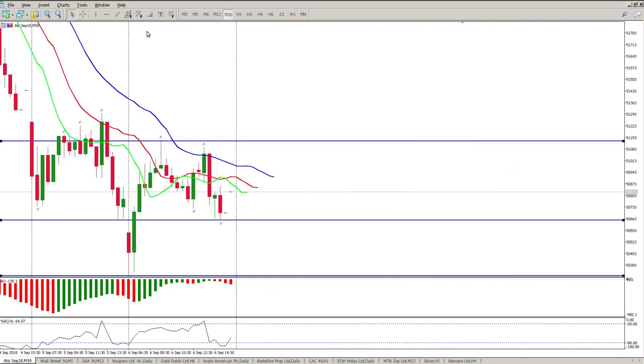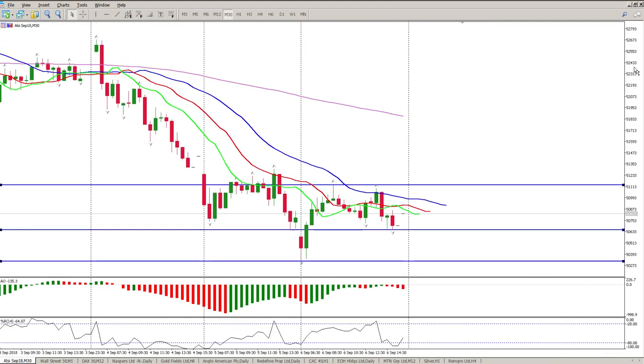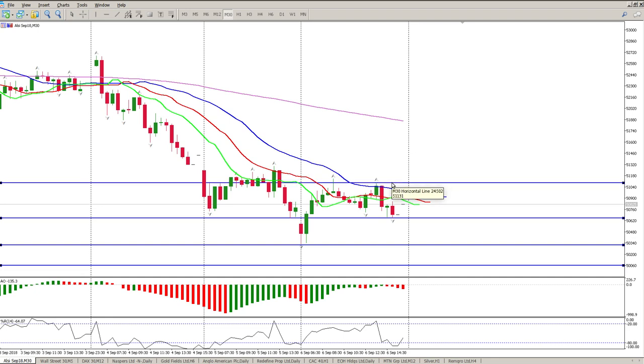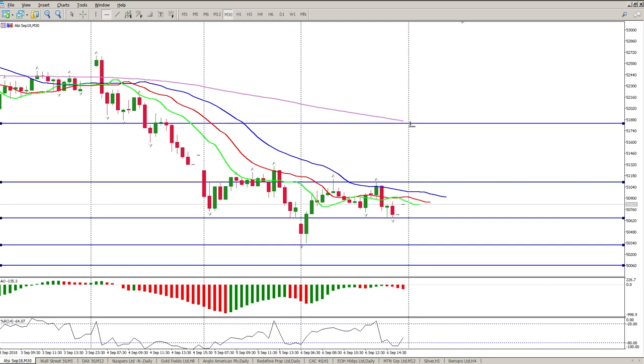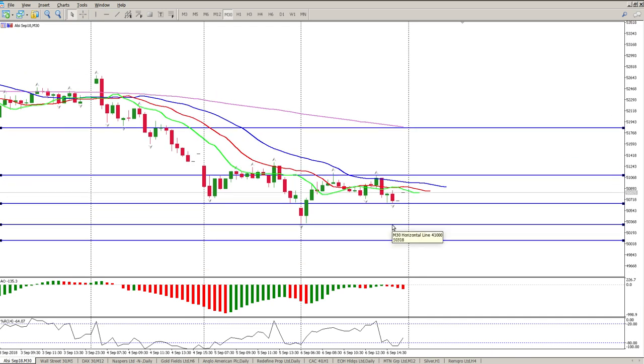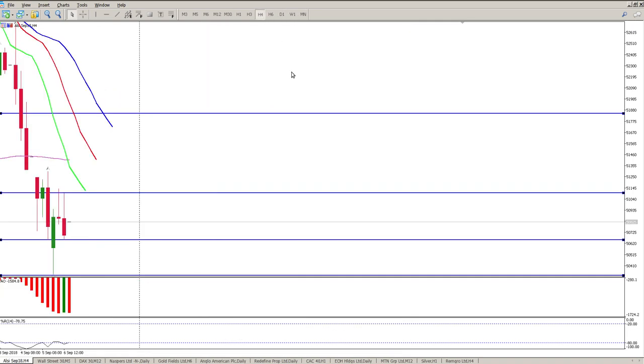Let's just zoom out a little bit. Basically what we're looking at the moment is these two fractal levels. You can actually just use that fractal level there. This fractal level break to the upside will bring the 200 moving average into play on the half hour. This fractal break to the downside is going to bring these two targets into play. So it'll be 50320 and 50, call it 50070, just to allow yourself some room for the spread.